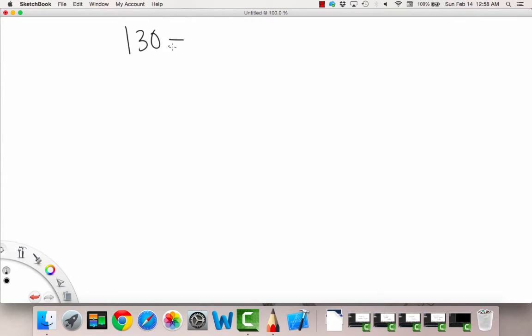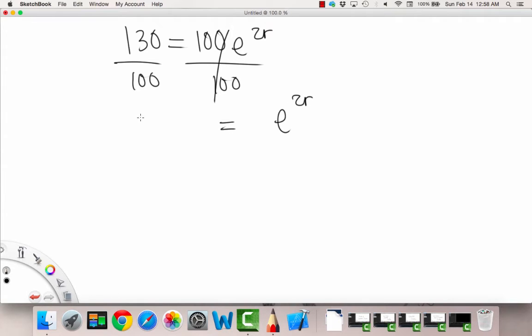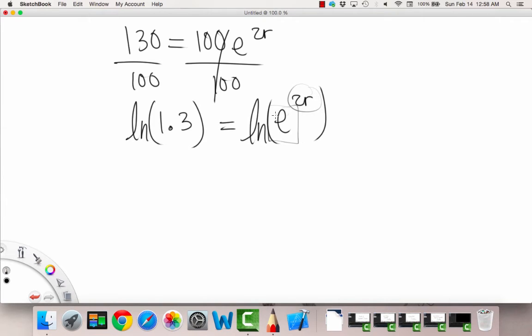Let's move on to the next slide to finally solve this equation. We have 130 is equal to 100 times e to the 2r. Let's divide by 100 on both sides, and we get e to the 2r is equal to 1.3. Now, to get this exponent down, we have to get past this e, so we do the opposite of exponential and take a log. In particular, we take the natural log because our base is e, so we ln both sides. These cancel out on the right side, so we just get 2r is equal to ln of 1.3.